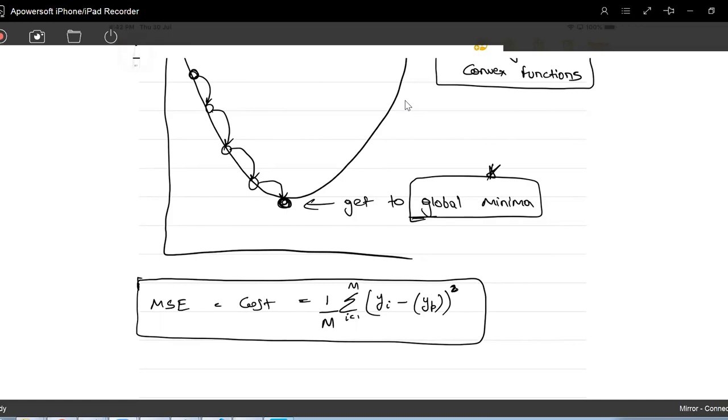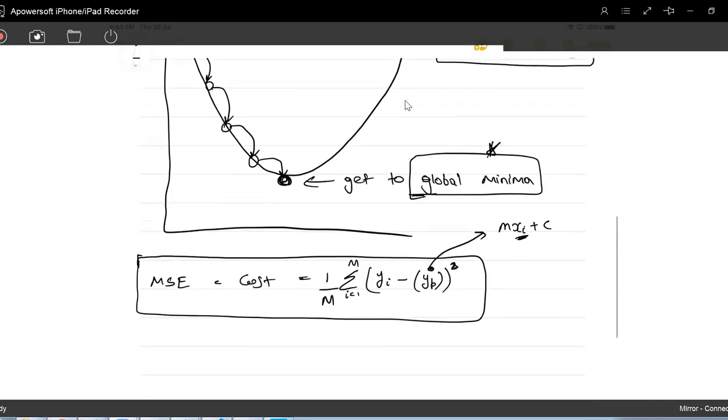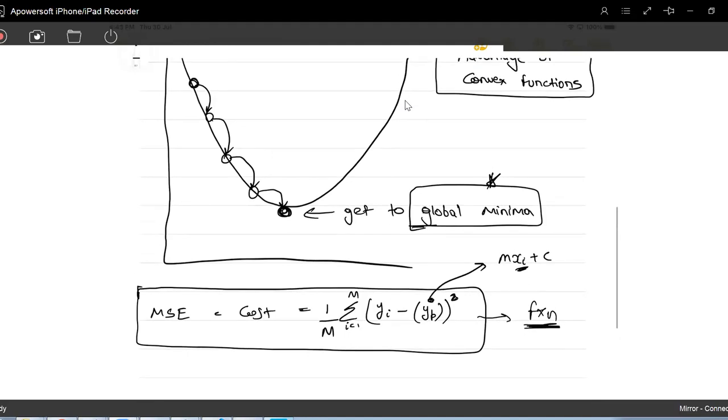And what is the value of this y predicted? It is mx plus c, or rather m xi plus c, for that particular xi that I will be taking. This function is a convex function, like the equation of a parabola. So that's why I used this.